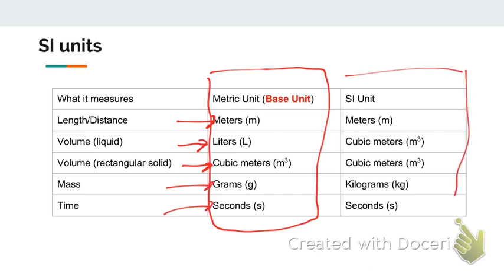These are called SI units. They're like an international system. A lot of them are the same. You'll see that they're the same here, with the exception of kilograms and then cubic meters. But we don't really use them that much. We mostly use the metric system in science, or that's the one we really want to remember.